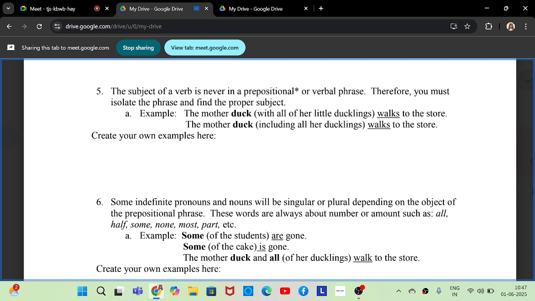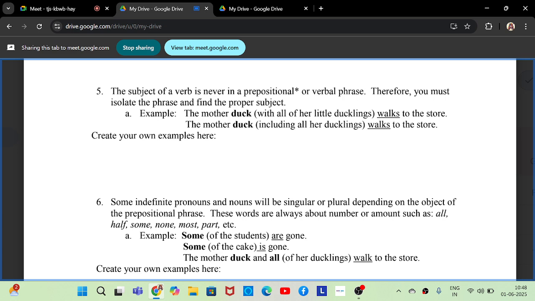Here, that part, standing behind her friend, will be the prepositional phrase because behind is a preposition. It will not mix with the subject. The girl is the singular subject. That alone will be considered as the subject.